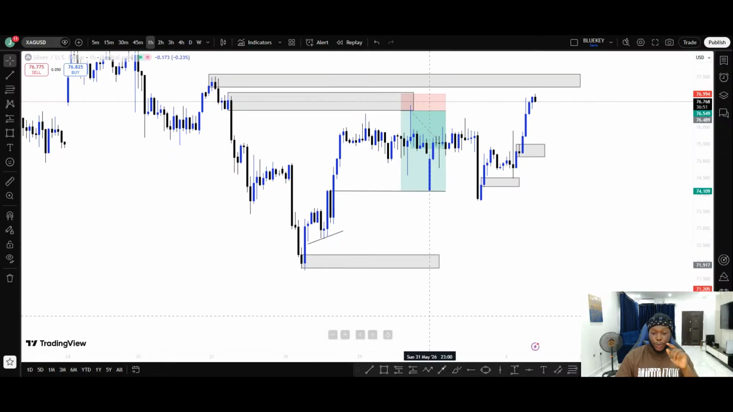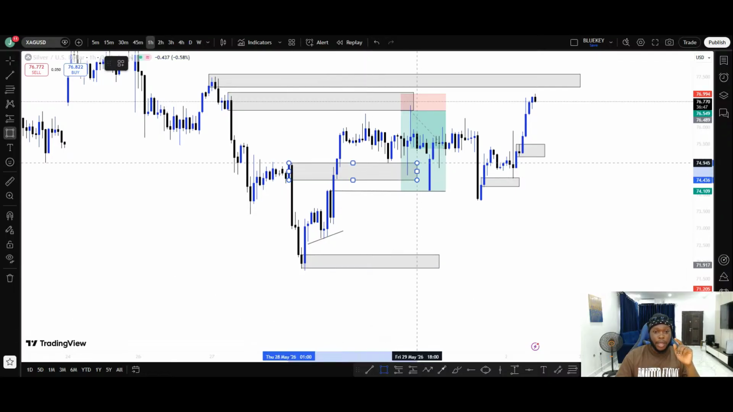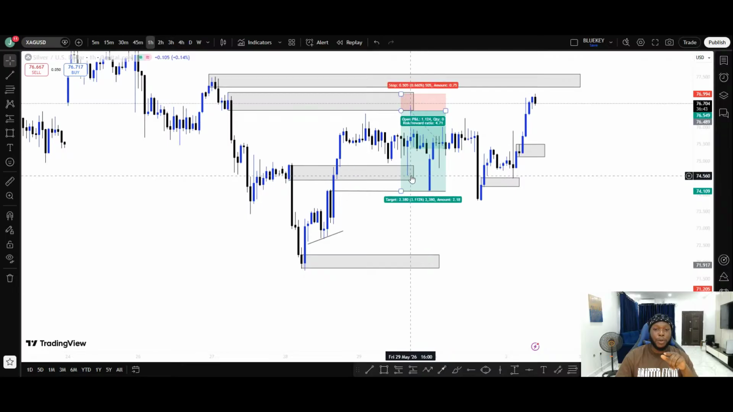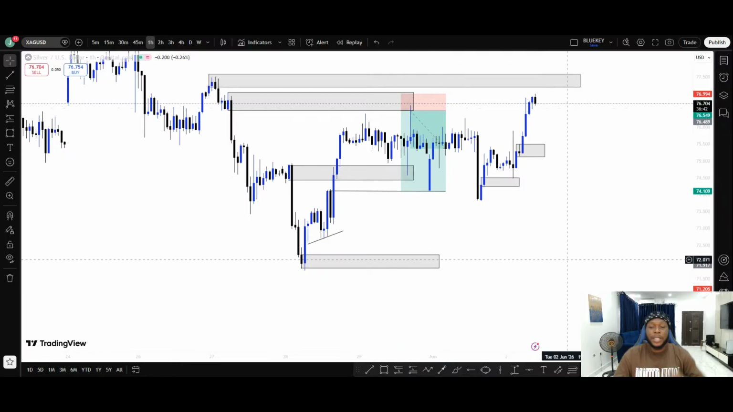Now, you also notice here that there was a breaker block. That is this one. If you check, this market also respected this breaker block. This was the breaker block that gave rise to this next move. So you can see that with order blocks and breaker blocks, the market follows the structure with precision. Go and do your back testing on silver. You will see what I'm talking about.